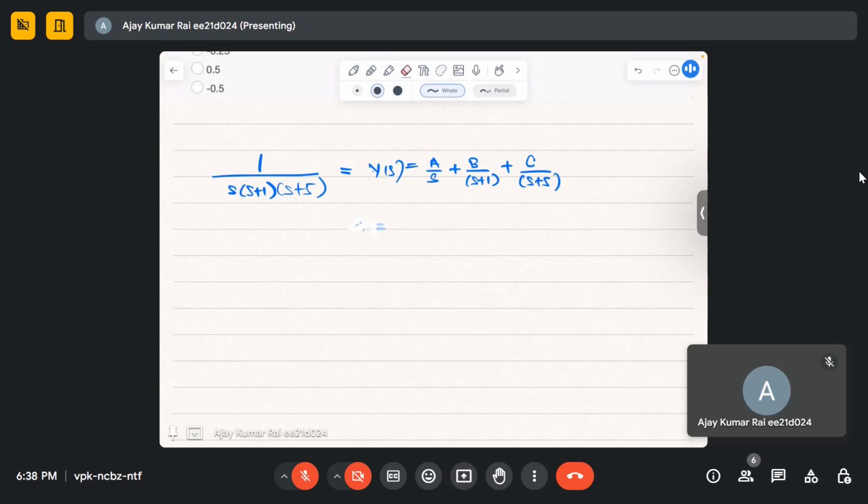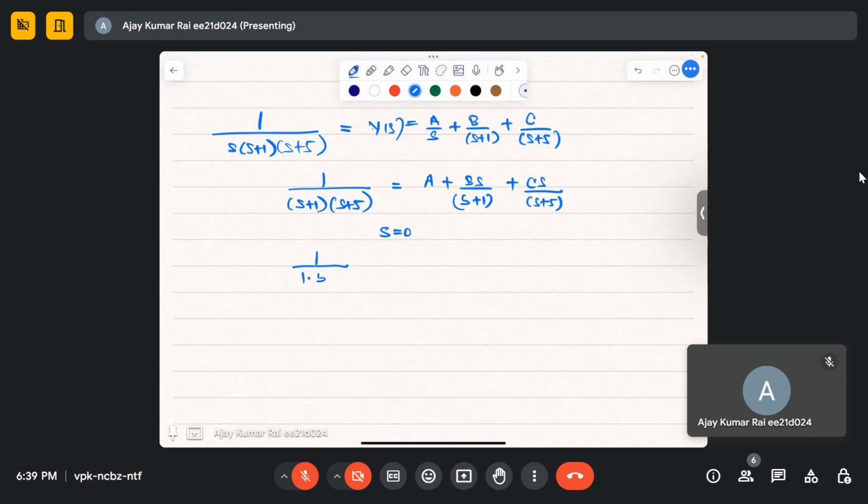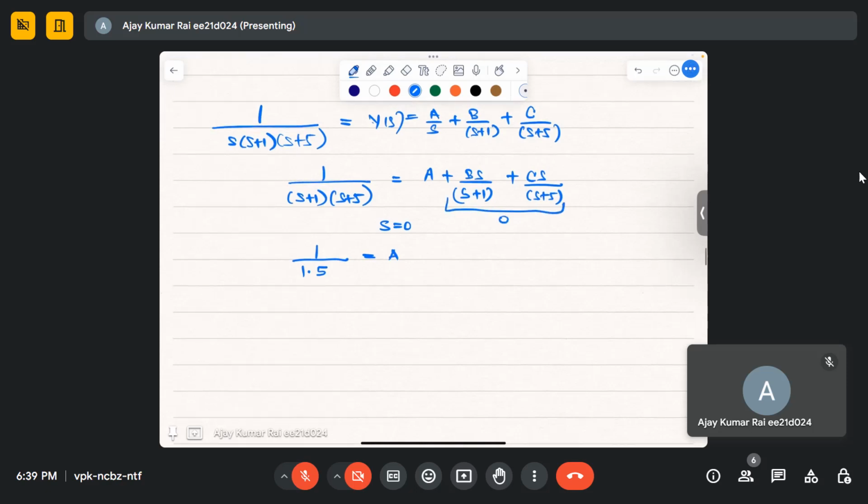Simple. Let me do the first step. Multiply both sides by s. It's very simple, you can directly do it, but I'm doing it for the first time, so let me do this. It will be A plus Bs by s plus 1 plus Cs by s plus 5. Let's put s equal to 0. On the left hand side you'll get 1 by 1 into 5, and these two terms will be equal to 0. So you'll get A as 1 by 5.